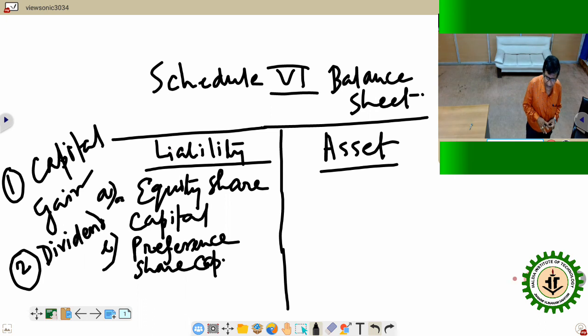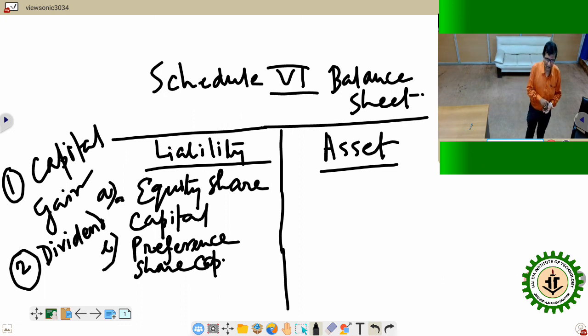Now the question is, dividend declaration for equity share capital is not mandatory. Please note this point, please keep in mind, it is not mandatory. It is totally dependent on the company management, what they decide. Right?